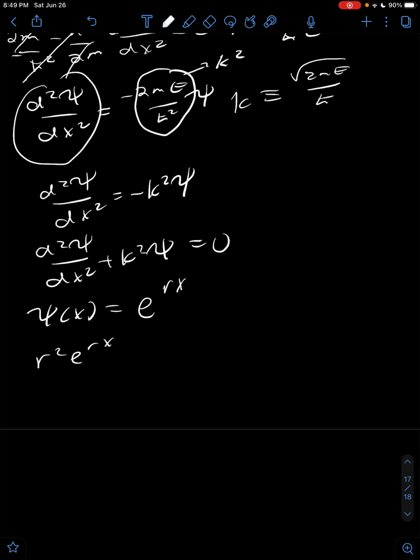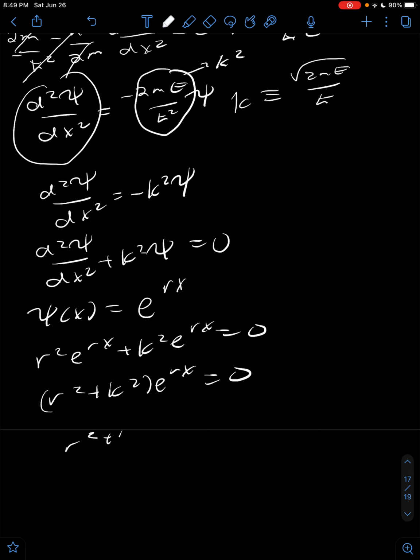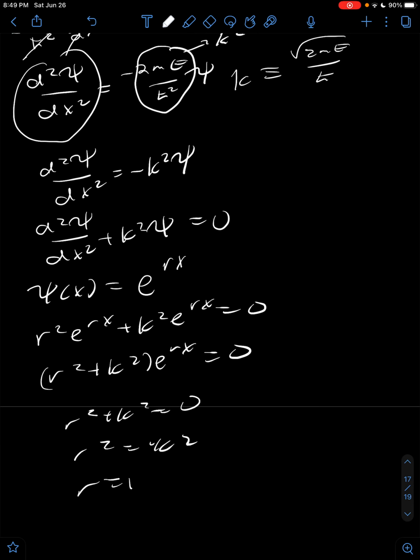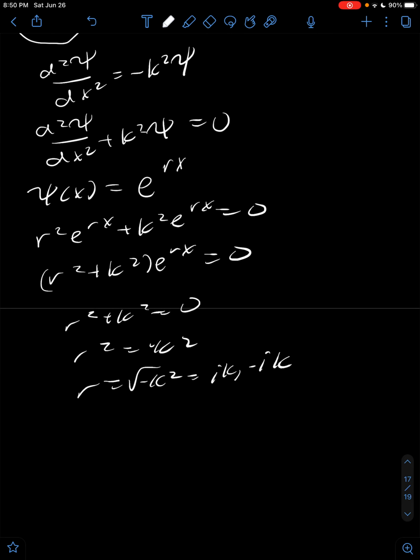So this means that r squared e to the rx plus k squared e to the rx equals 0, which means that we can factor e to the rx out. That equals 0, which means that r squared plus k squared equals 0, so r squared equals minus k squared, which means that r equals the square root of minus k squared, which is just ik or minus ik. So you can take a superposition of these.